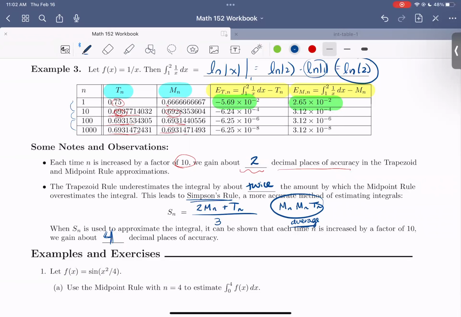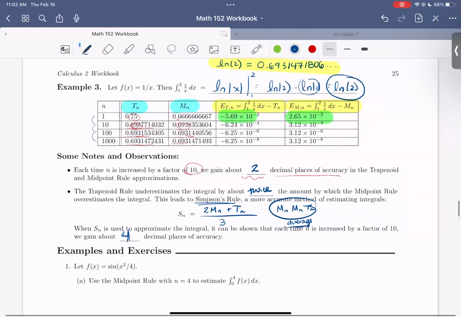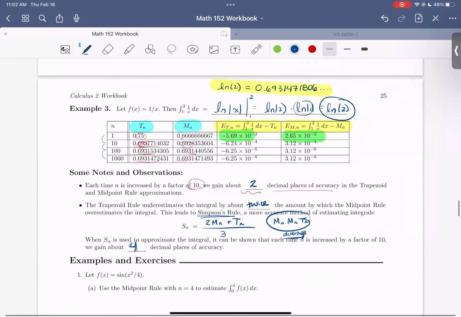Okay, so again, you won't need to memorize any of these notes. This is just a good way of taking a step back, looking at our approximations, and figuring out some best practices and best methods for getting the best approximation of our integral.